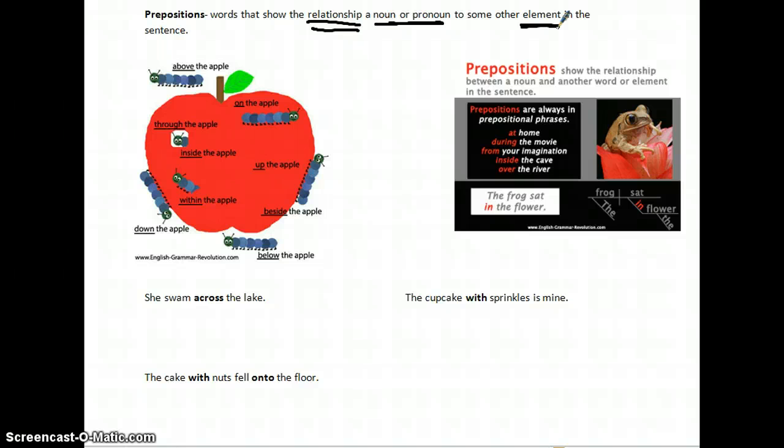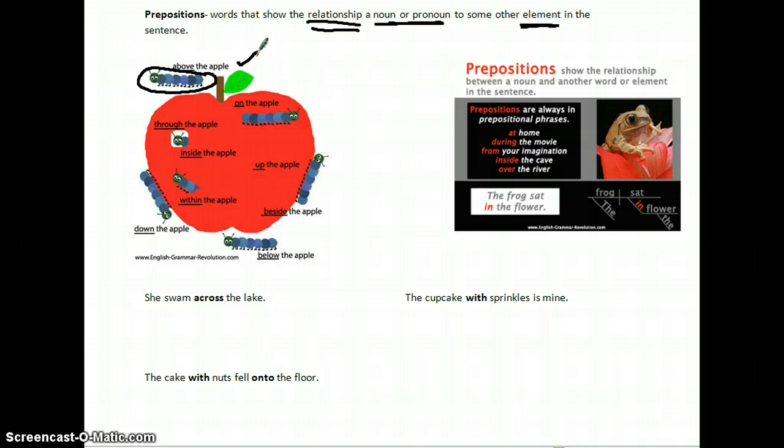Let's imagine that our caterpillar here is the noun that we're talking about in the definition, okay? Prepositions are words that show the relationship of a noun. In this case, the noun is the caterpillar, okay? To some other element in the sentence. In this case, the element is the apple, all right? So we can say that a caterpillar is above an apple. What it's doing is showing us the relationship of the apple to the caterpillar.